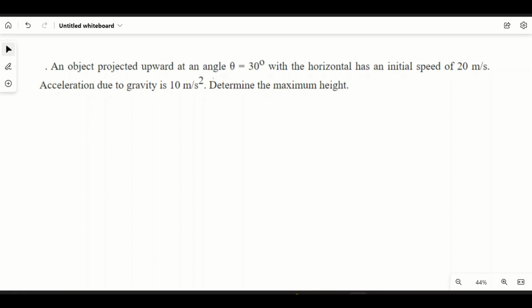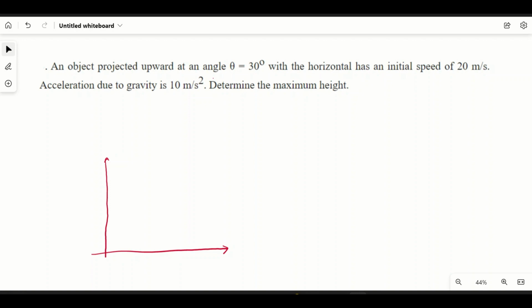An object is projected upward at an angle of 30 degrees with the horizontal at an initial velocity of 20 meter per second. Okay, acceleration due to gravity is 10 meter per second square. Determine the maximum height. So you can see it is also a simple problem. Initially I am solving very simple problems so that you can understand. Later in the next video we will solve some hard problems.